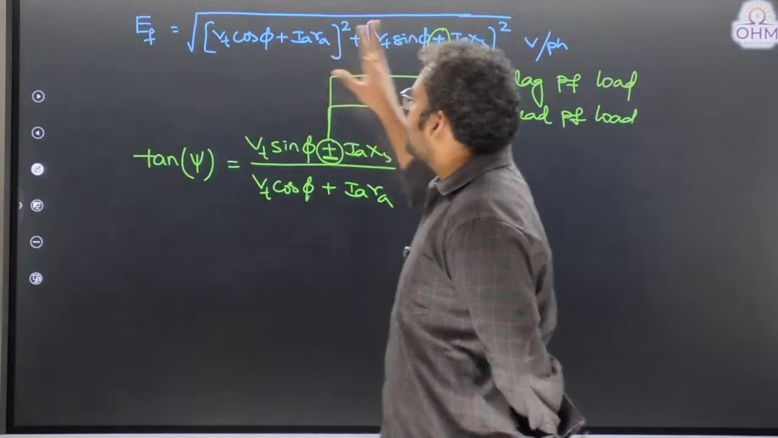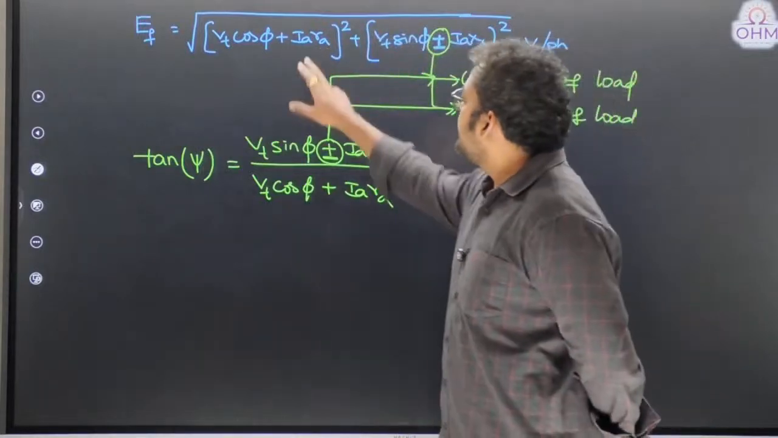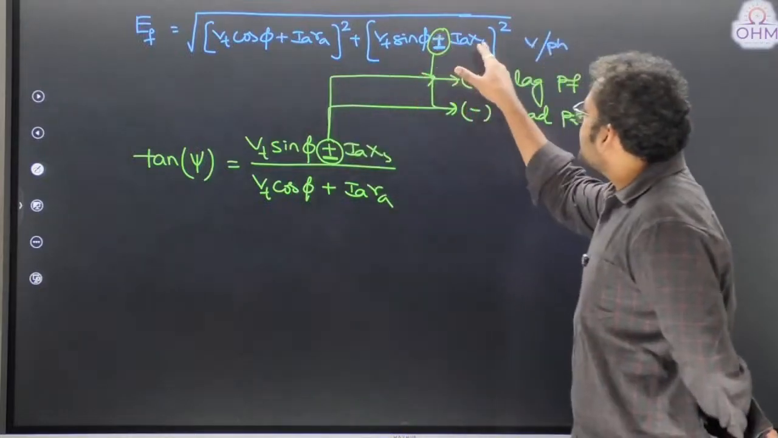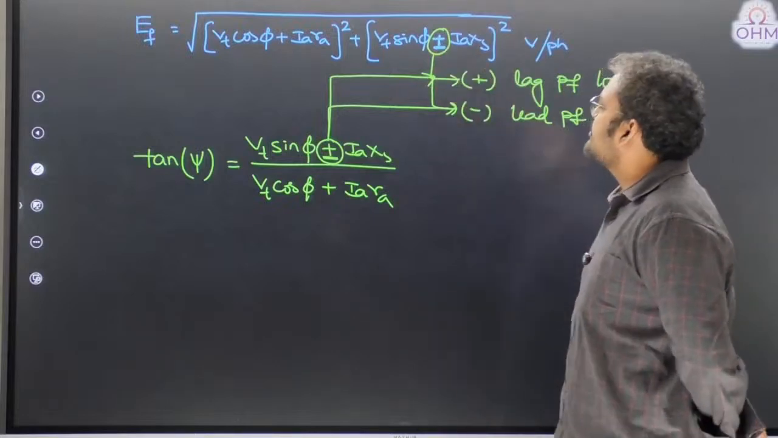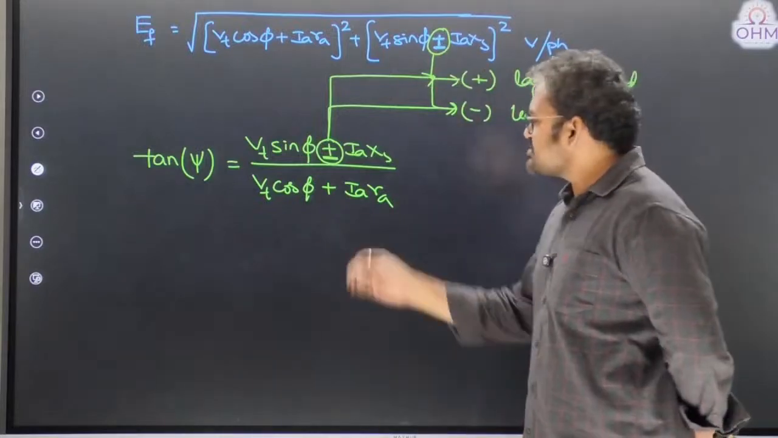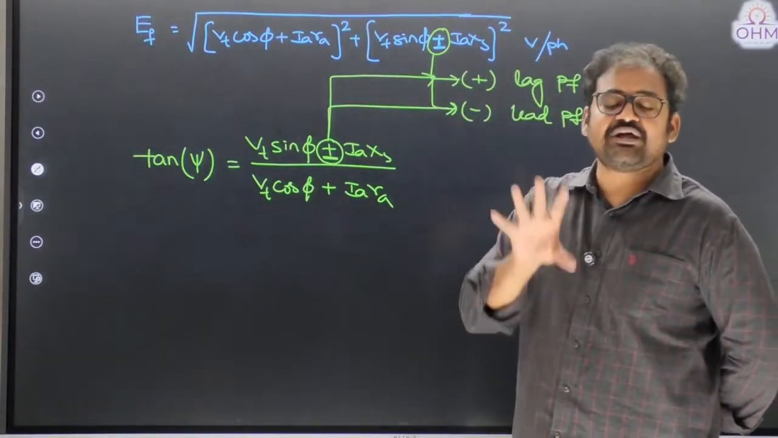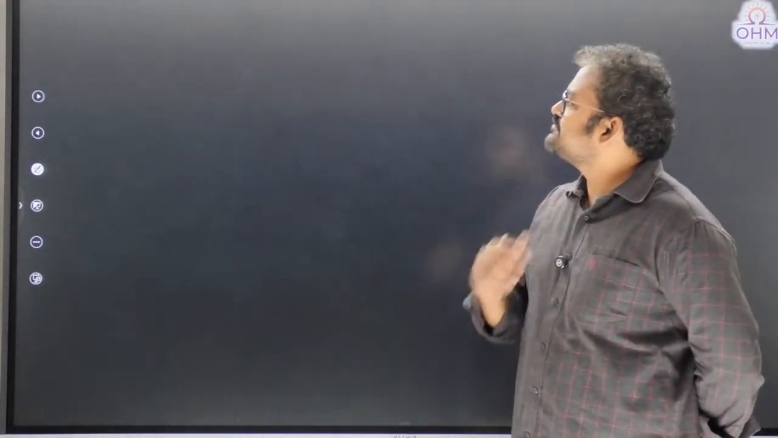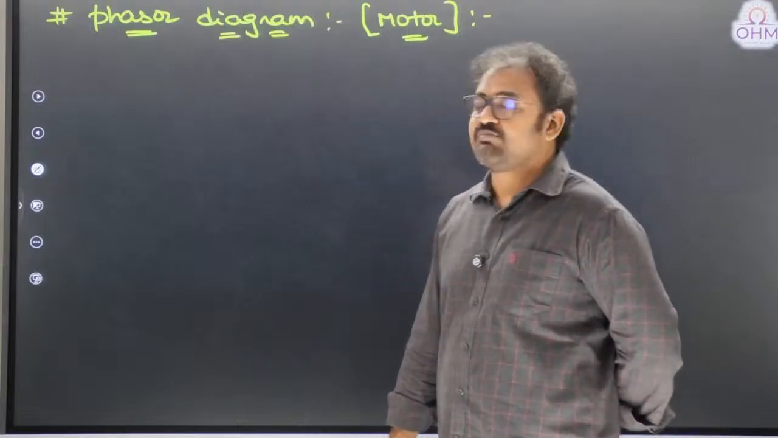So just the current sign will change from generating machine to motoring machine. If this is the formula for synchronous generator, what about synchronous motor? Simple. Plus IARA becomes minus IARA. Plus IAXS becomes minus IAXS. Minus IAXS becomes plus IAXS. That is a shortcut way to remember the formula. But we will try to prove it by drawing a phasor diagram. Okay, so let us see the phasor diagram in case of a synchronous motor.